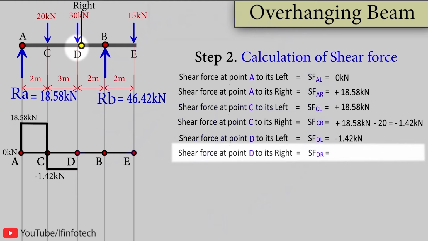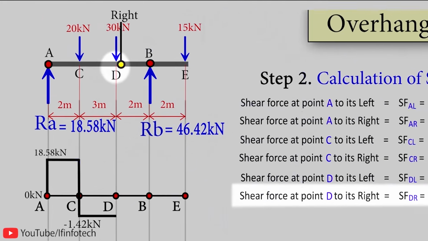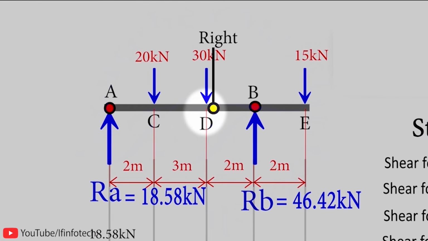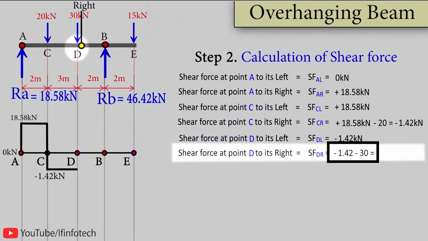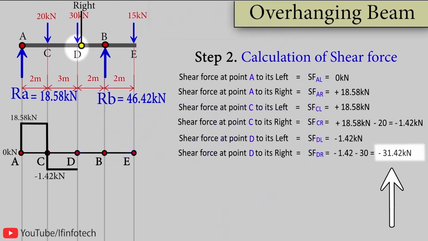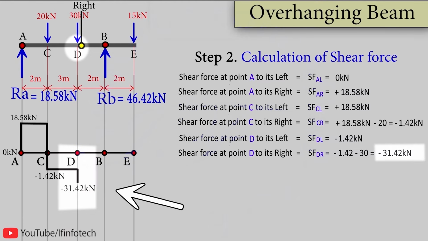Now when I am taking section to the right of point D, that is SF at D to the right, and I carry forward previous value of shear force up to point D to its left side, which is minus 1.42 kN. And when we move towards right of point D, then there is 30 kN downward force which is negative. So this will be minus 1.42 minus 30, and it gives me the value of shear force as minus 31.42 kN. And in this case, value of shear force at point D to the right is negative. Therefore, I make vertical line of minus 31.42 kN to the point which is below the reference line because shear force value is negative.